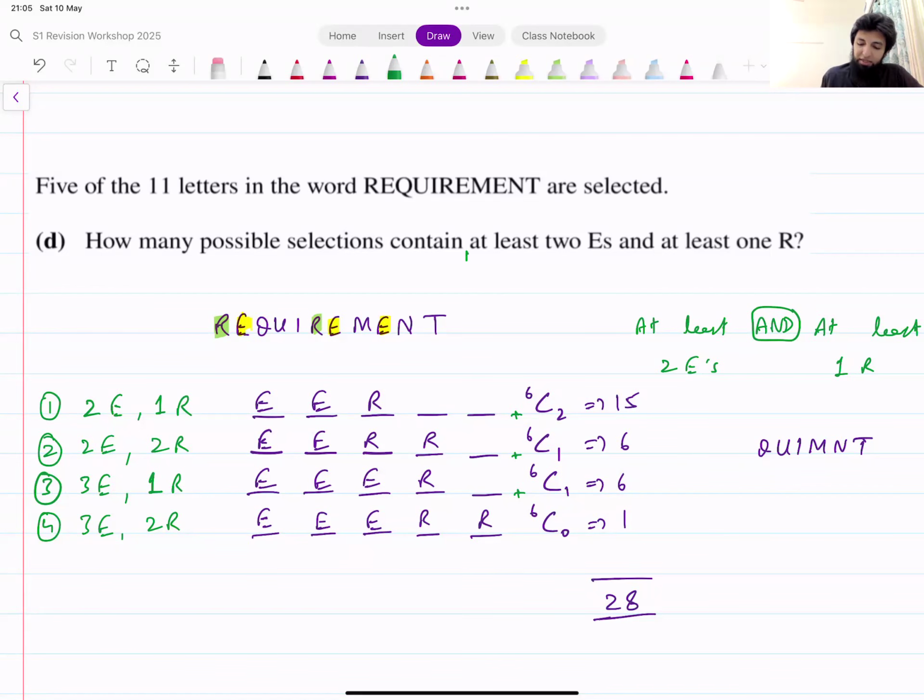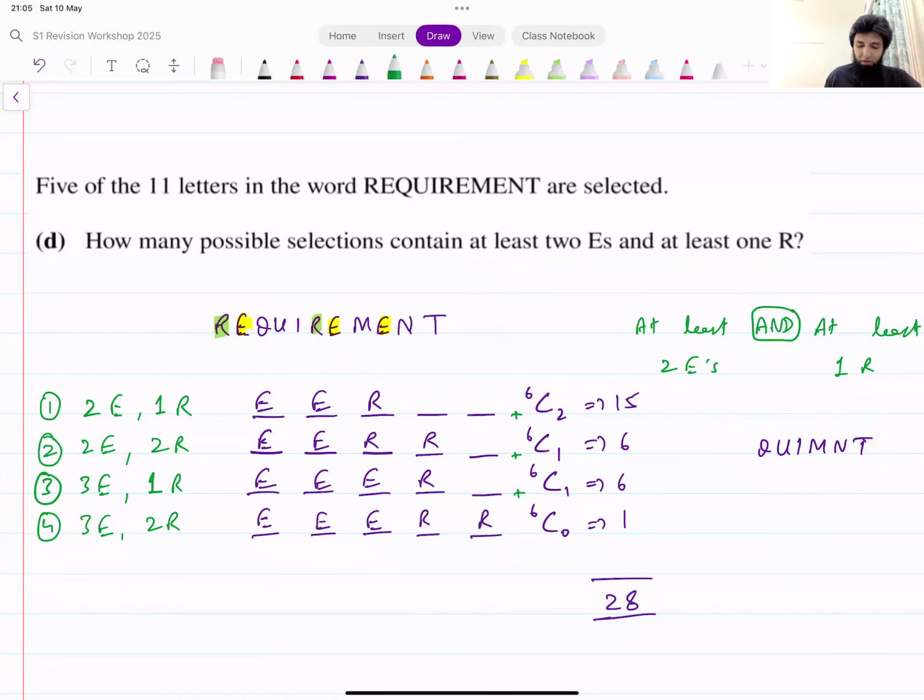Now, the condition is at least 2 E's and at least 1 R. What are the remaining letters which are not repeated? There are 6 of them: Q, U, I, M, and T. So what are the possible cases now that satisfy these conditions? 2 E's, 1 R, that's one case. So we have 2 E's and 1 R already there. We have to select 5 in total, so we have 2 places left. Out of the remaining 6 letters, we select 2, that's 6C2. And that gives us a result.